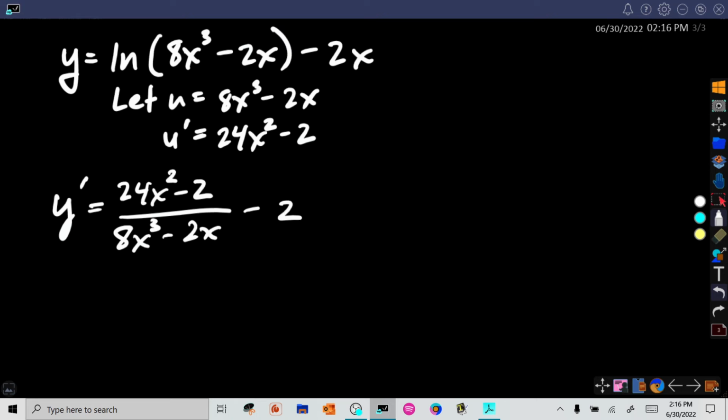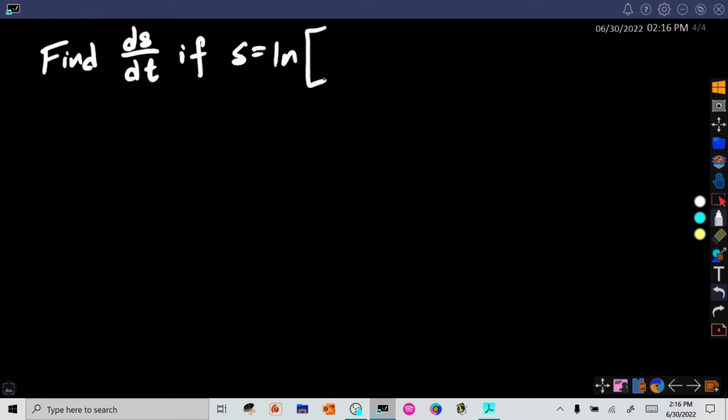All right, this is one of those next ones where they're asking us to find the derivative. So in this case, find ds/dt if s is equal to natural log of t cubed times t squared minus 1.